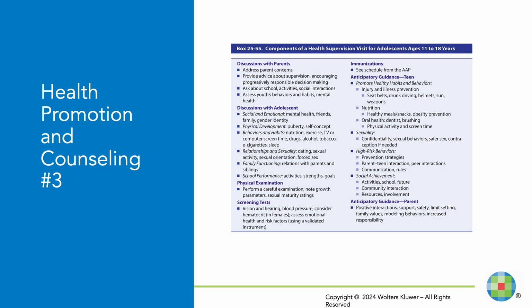Now, when it comes to discussion with the adolescents, focus on a few key areas: their social and emotional well-being, their mental health, their friends and family, their gender identity, their physical development, their self-concept. Are they getting adequate nutrition, exercise, TV, computer screen time? Are they partaking in drugs, alcohol, tobacco, e-cigarettes? How's their sleep schedule? Do they have questions about relationships and sexuality, dating, sexual activity, orientation? Have they had any type of sexual abuse? Their family functioning, relations with their parents and siblings, school activities, strengths and goals.